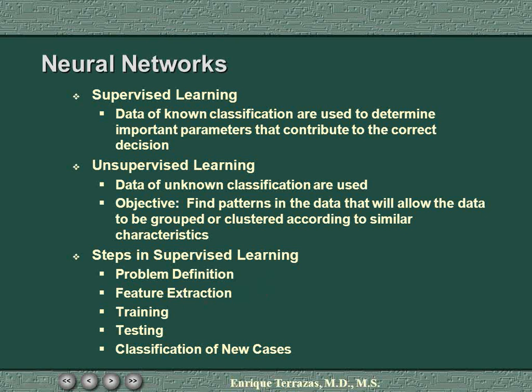So the first step is problem definition. What problem are you trying to solve? One problem may be diagnosis of MI. Someone presents with certain signs and symptoms, and you want to know, does this patient have an MI or not? Because you want to know, can I send them back out from the ED, or do I have to admit this patient? So then you go to feature extraction.